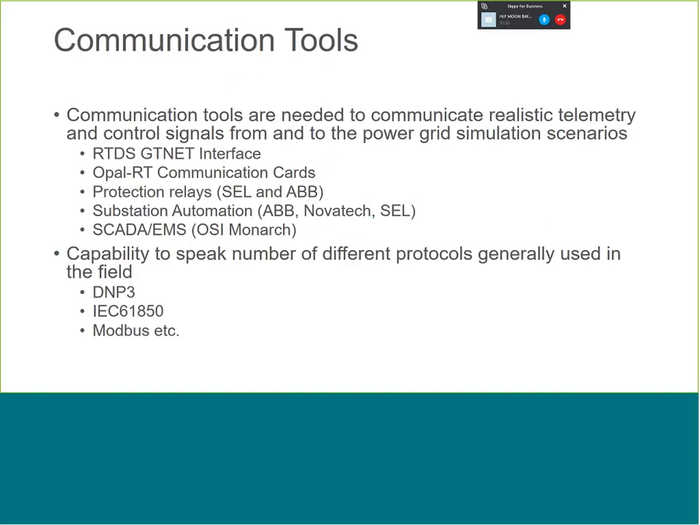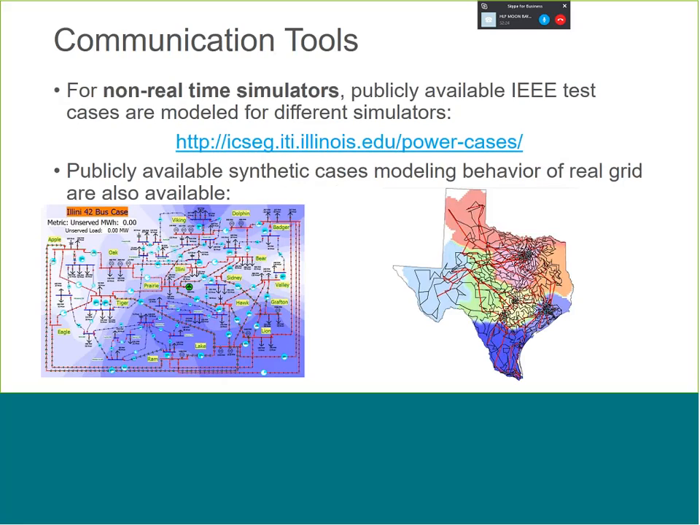On the communication side, there are a number of ways you can extract data out of the real-world power systems. What we have right now is RTDS's GTNET card, which basically allows you to talk a number of different protocols. Opal-RT's communication card, similar to RTDS, has a number of power system protocols that are generally used. A number of protection relays can be connected to the system and get the data out of them. Substation automation systems, the SCADA EMS, the OSM1R that Tim talked about. It supports a number of different protocols.